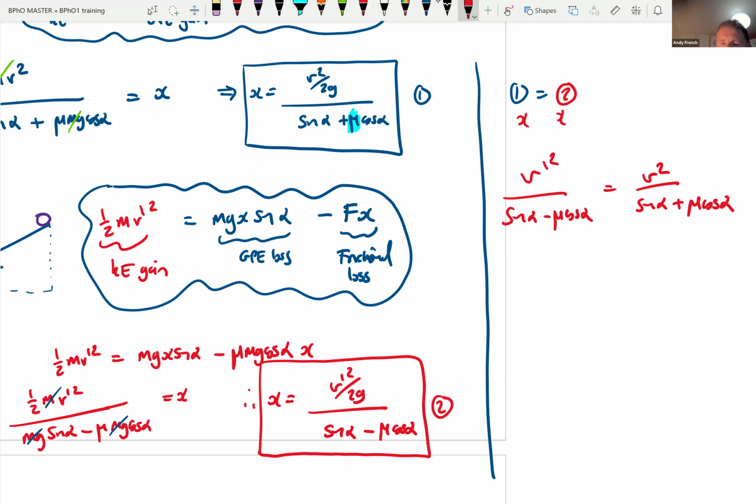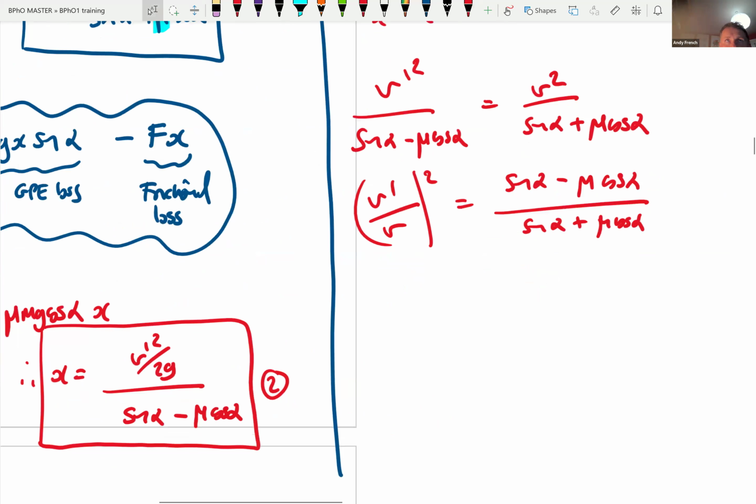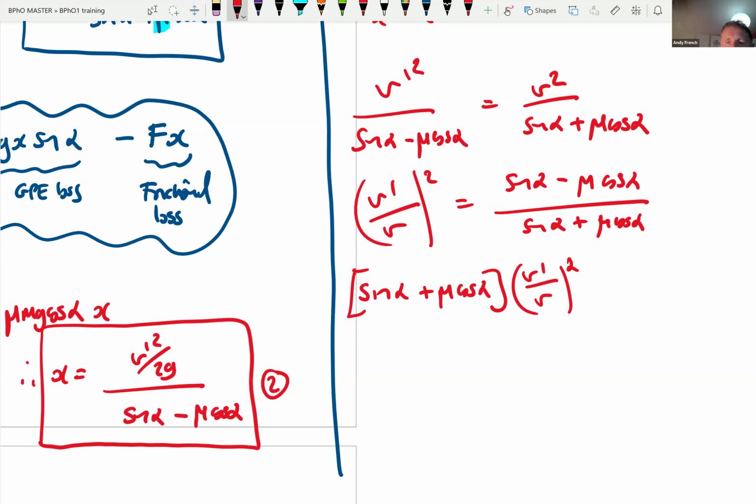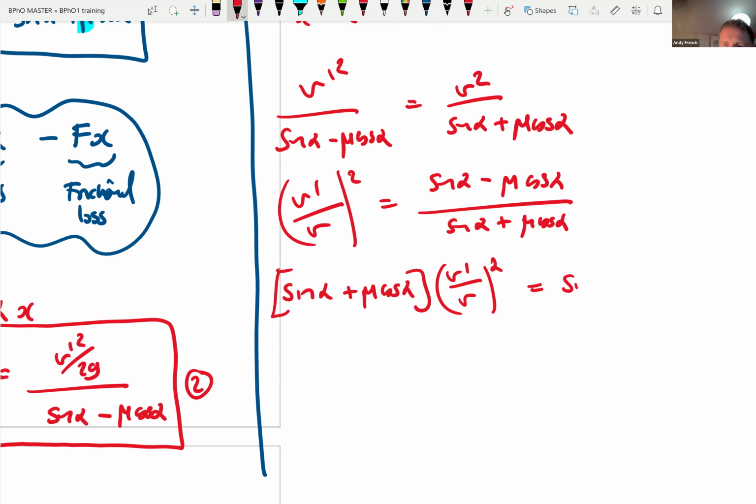So we'll go for v dash over v all squared, and that's equal to sine alpha minus mu cos alpha over sine alpha plus mu cos alpha. And now we've got a bit of maths to do. So let's make that nice and big so it's nice and clear. If I move everything to one side, we've got sine alpha plus mu cos alpha, multiplied by, let's put some brackets in there, v dash over v all squared, which we know is a half, but let's keep it general for the moment. That's going to be sine alpha minus mu cos alpha.